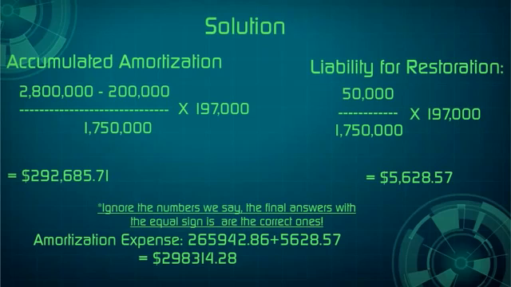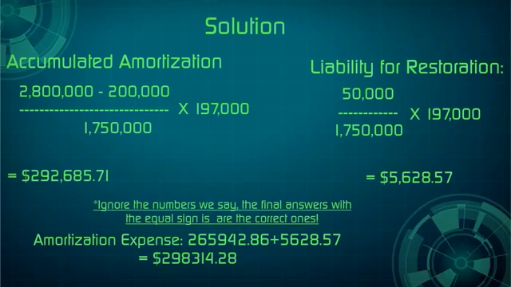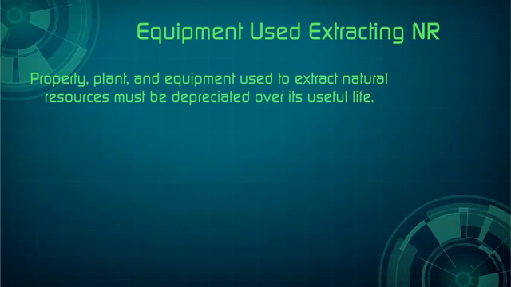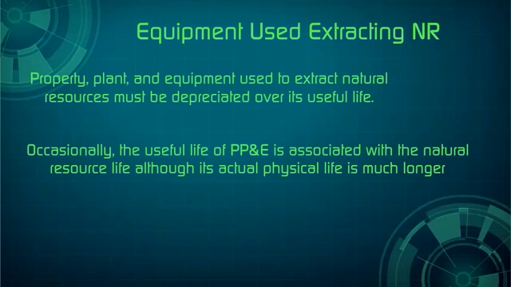Next we'll do the restoration liability. The $50,000 is the restoration cost, divided by 1.75 million, which is the total estimated units, multiplied by the number of units extracted and sold, which is 197,000. So the restoration liability would be $6,371.43. The sum of the accumulated amortization and the restoration liability will give you the amortization expense of $333,685.72.